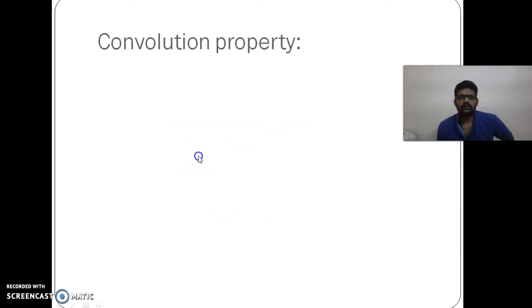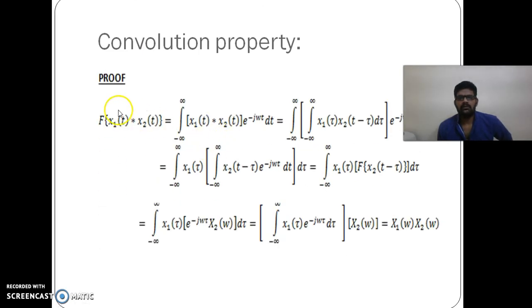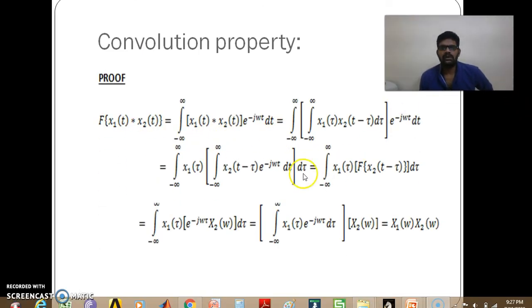So let us see the proof of the convolution property in the time domain. I am taking the convolution of x1 of t and x2 of t. The Fourier transform of x1 of t convolved with x2 of t is equal to the integral of x1 of t convolved with x2 of t, into e power minus j omega t dt. The formula for the convolution integral, as we defined in the first one, is x of tau into y of t minus tau d tau. So it is the integral from minus infinity to plus infinity of x1 of tau into the integral of x2 of t minus tau, e power minus j omega t.